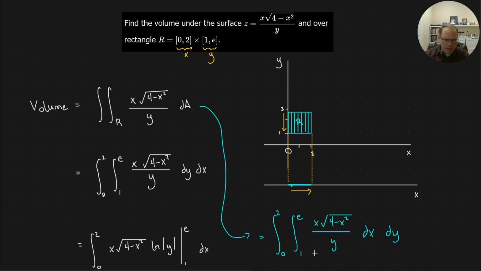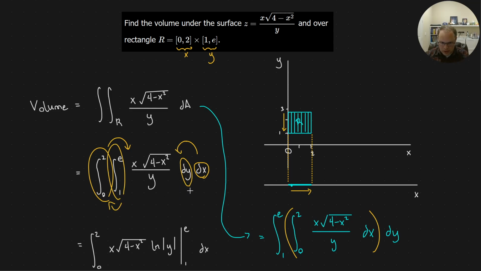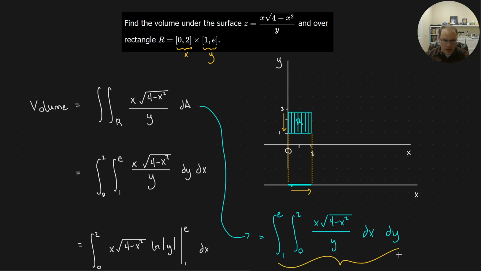Oh, wait. Sorry, my mistake. These limits are wrong, right? X goes from 0 to 2. Y goes from 1 to e. Okay. So we really have switched it. If you put the x on the inside and you put the y on the outside, you will get the same result in this case. You can swap the order of integration. So go ahead and give that a try. Confirm that you get the same results.